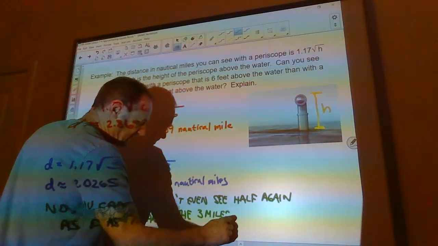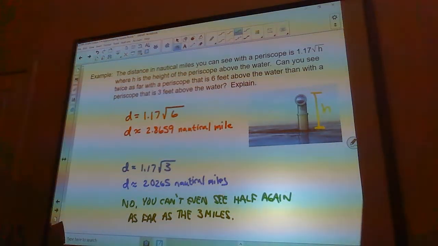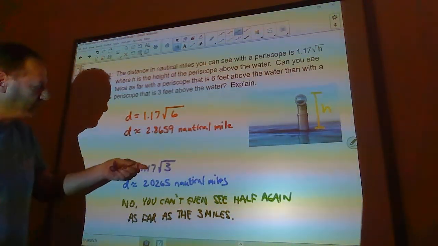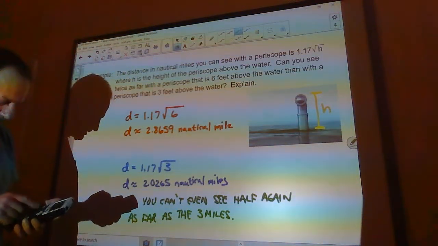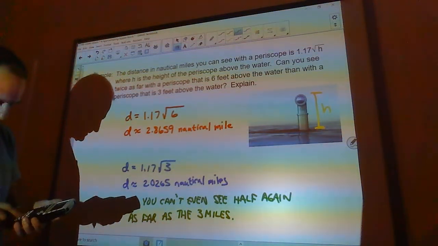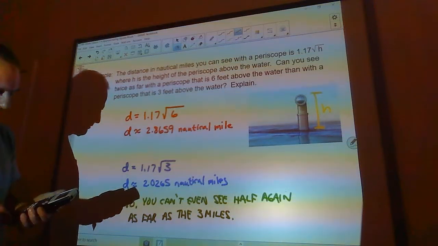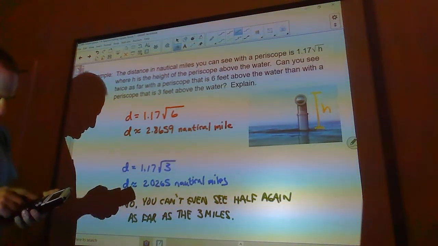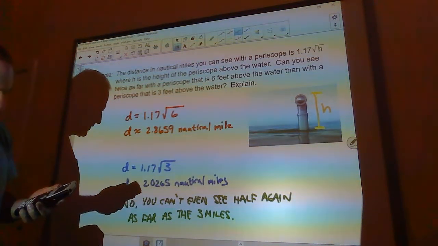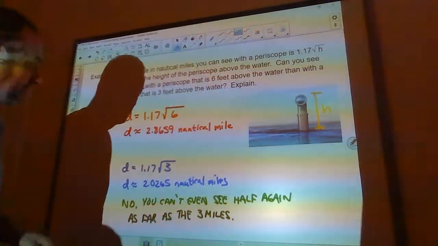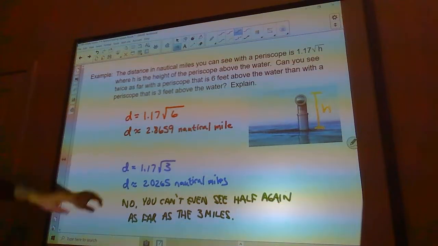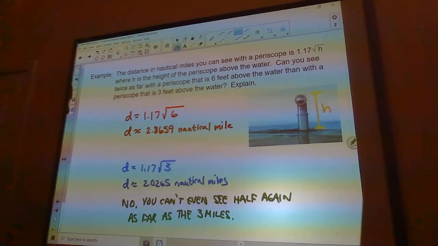Okay, now let's kind of look at why that is. If you look at these formulas, the 1.17 is the same. The only thing that's different is the square root of 6 and the square root of 3. So if I take the square root of 6, that's 2.449. And then the square root of 3 is 1.73. It's not twice as much bigger. So this is not going to be twice as big as that.